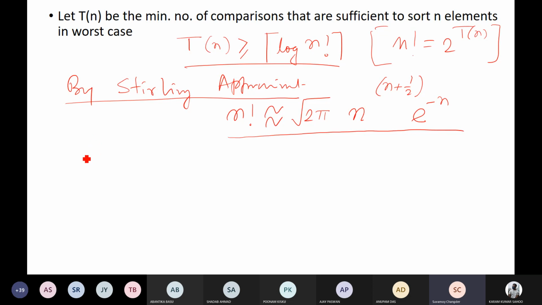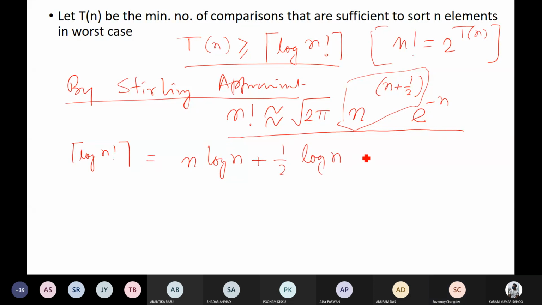Now, if we take the log of this, what will we get? Then log of factorial n is equal to, considering this value first, n log n plus half log n, then plus log of e to the power minus n, that is minus n log base e. Okay, so this is for this one, and log root 2 pi is this. So we can write log of factorial n is equal to this one. Clear?